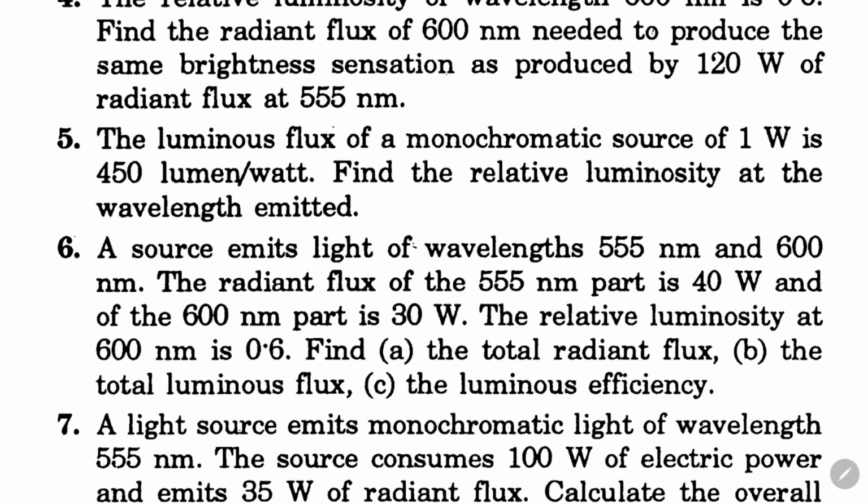In the sixth question, a source emits light of wavelength 555 and 600 nanometer. Radiant flux of both are given. Now, radiant flux of 555 nanometer part is 40 watt and for 600 it is 30 watt. Relative luminosity at 600 nanometer is given, it is 0.6. So we need to find total radiant flux and total luminous flux and luminous efficiency. So let's do the sixth one.